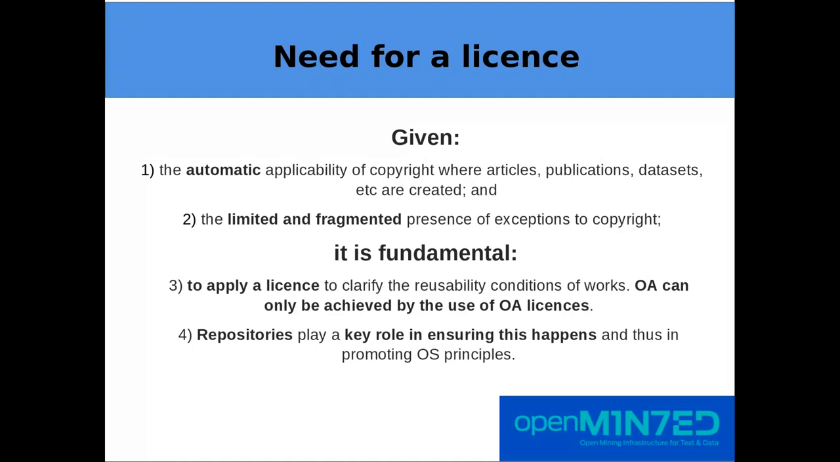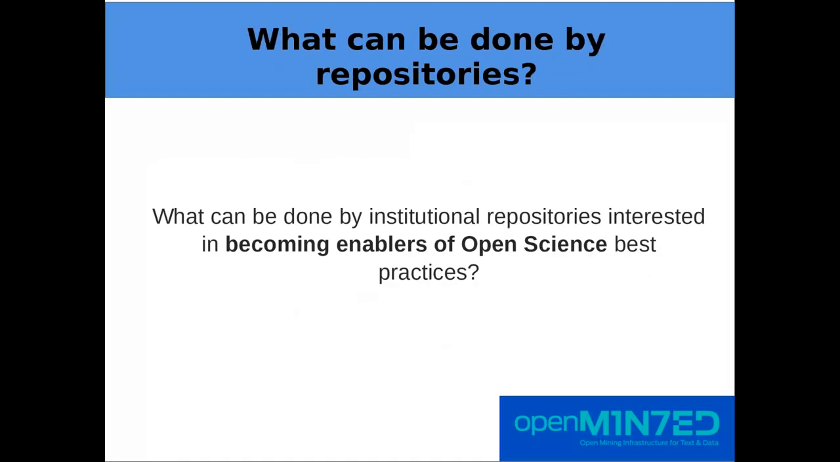Everything is protected by copyright, so the default is all rights reserved. If there is no license, you cannot do anything with that journal article other than probably read it, and you have to read it with your own eyes. If you read it through the eyes of a software, probably you need a specific authorization. This is why it's so important that all scientific products have a license. And it's only through the use of the right licenses that we can achieve open access in scientific publishing. So from this point of view, repositories play a key role in ensuring that this happens and in promoting open science principles.